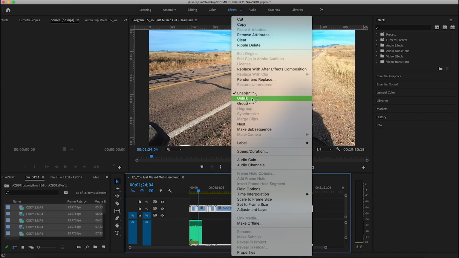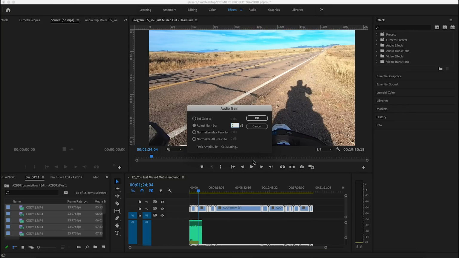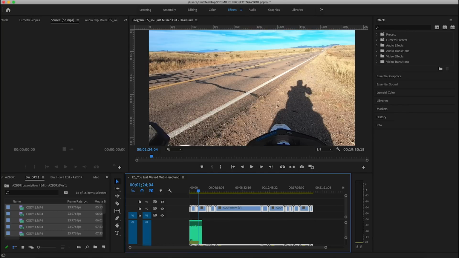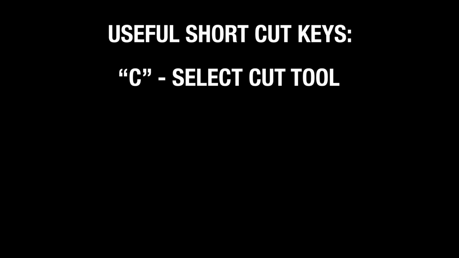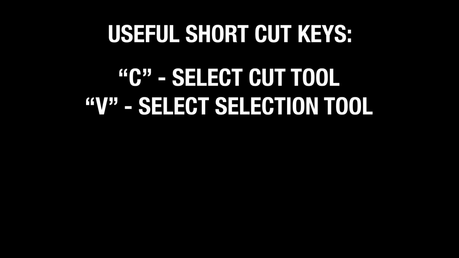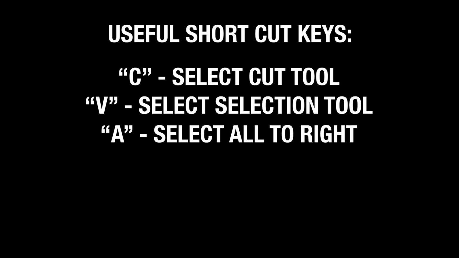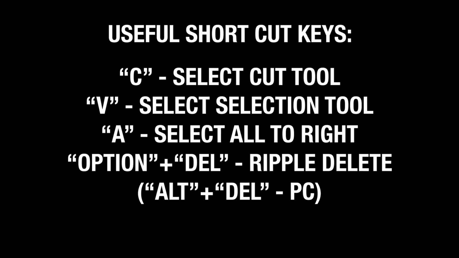If you do use Adobe Premiere, there are a few shortcuts that will help you out. By hitting the C button, you can select the cut tool without having to move your mouse over to it. Hitting the V will select the select tool, and hitting A will select everything to the right of whatever file you click on.